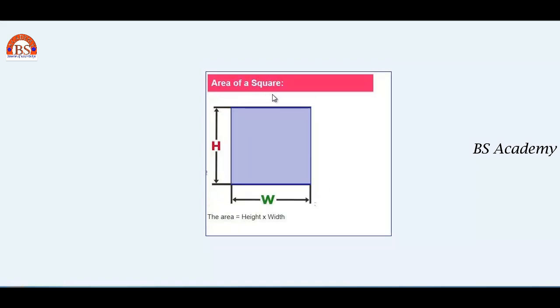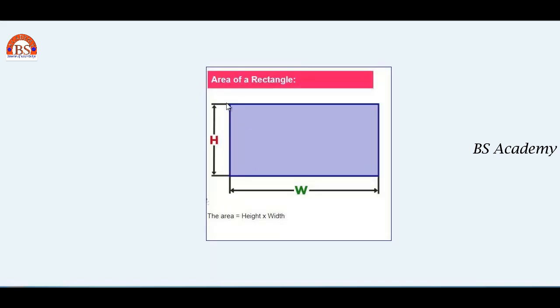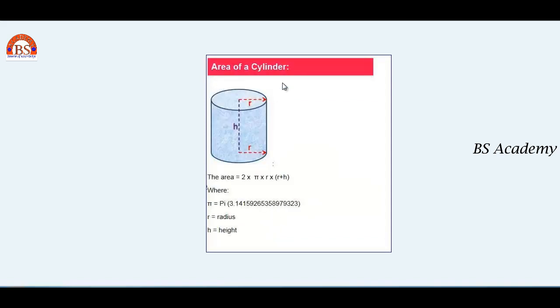And the next is area of a square. Area of a square is equals to height into width. Next, rectangle. Area of a rectangle is equals to height into width. And the next is cylinder. Area of a cylinder is equals to 2 into pi into r plus h, where pi is 3.14, r is the radius and h represents height.